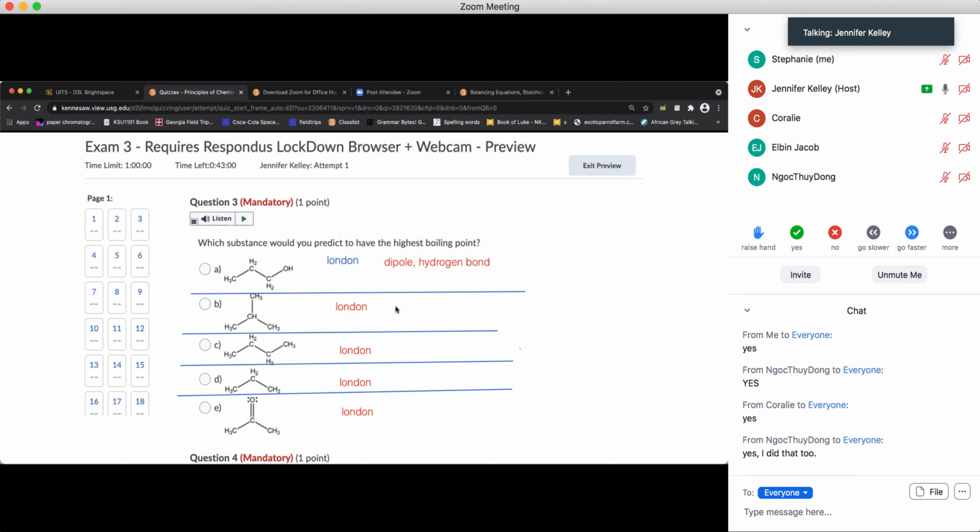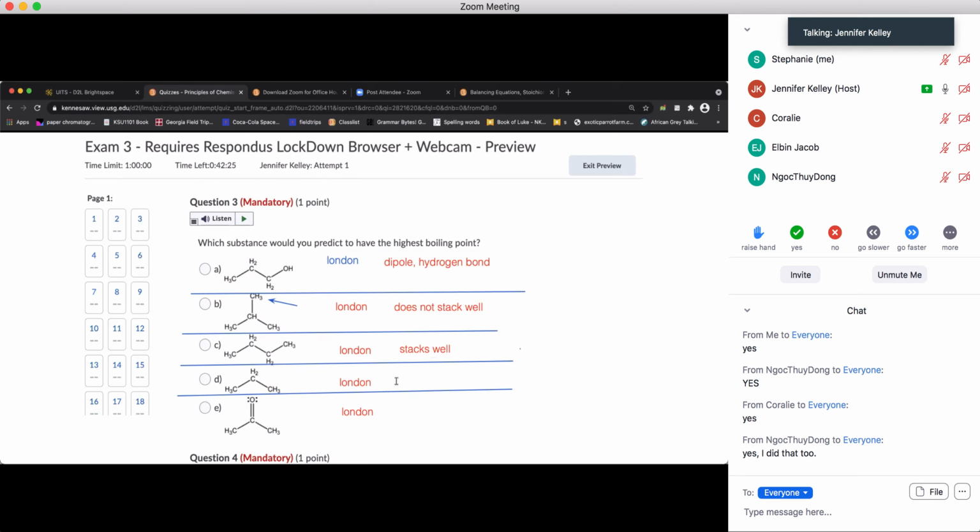All right. The next one only has London forces. And then the one below that also only has London forces. Stacks well. This one does not stack well. And the reason it doesn't stack well is because of the carbon that's pointing straight up in B. Let me see if I can just kind of point that one out. This one right there. That makes it where it's not going to stack well.